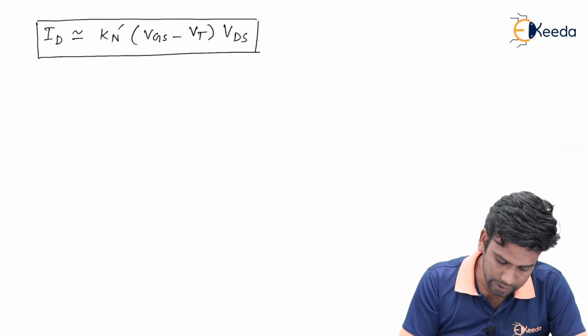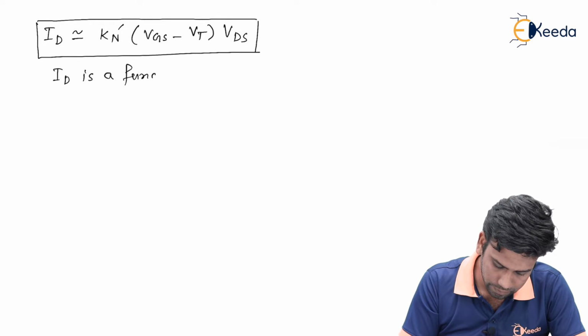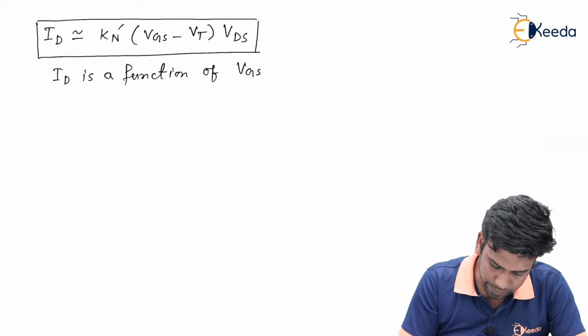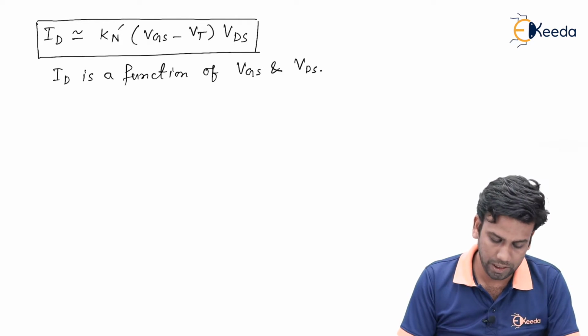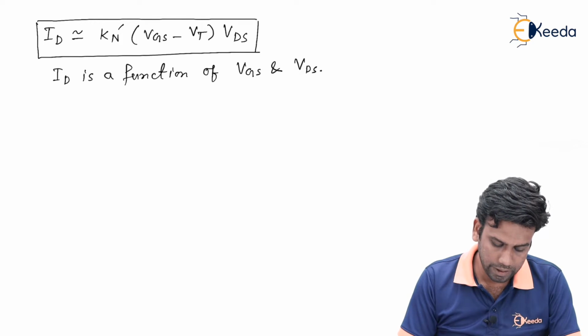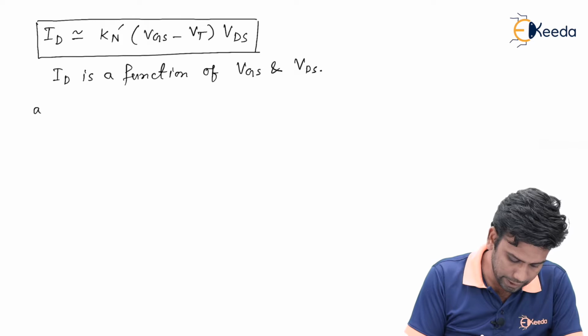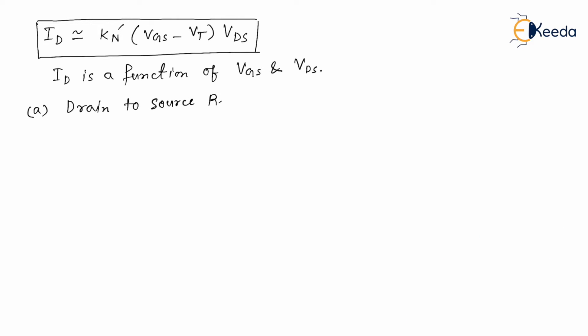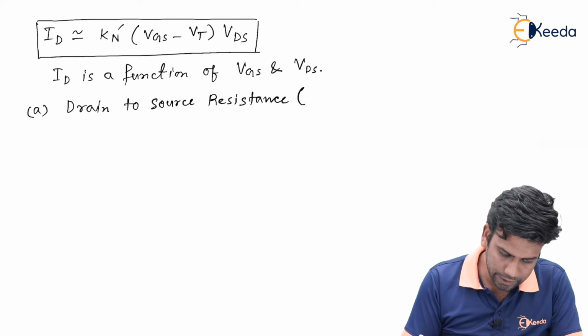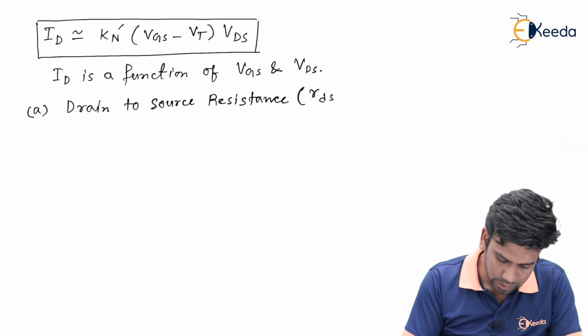From this equation we can see that ID is a function of gate to source voltage and drain to source voltage. From this ID equation we can derive some parameters of the NMOS in the triode region. The first parameter that we can derive is the drain to source resistance, that is equal to R suffix ds.